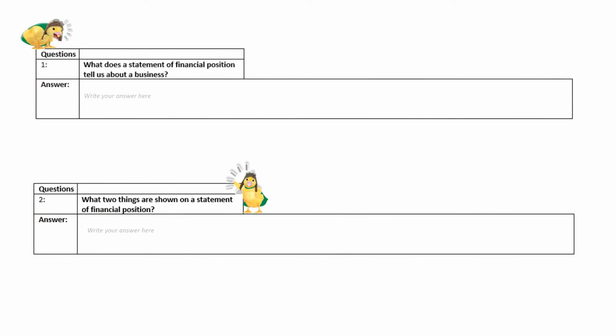So let's check you've been listening and following the slide so far. Question 1. What does a statement of financial position tell us about a business? Write your answer in the box below. Question 2. What two things are shown on a statement of financial position? Go back and have a look at slide 4 and double check the answer.